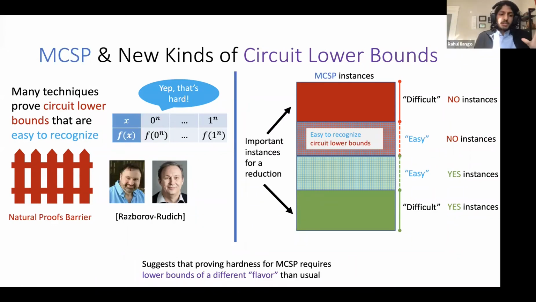And so this is a pretty abstract argument right now. And I'm going to come back to this in the application at the end, where I'm going to try and argue, okay, here was a reduction that involved MCSP, and it produced a lower bound that was maybe of a different flavor than the usual type of lower bounds that we have. So this is my last background slide.